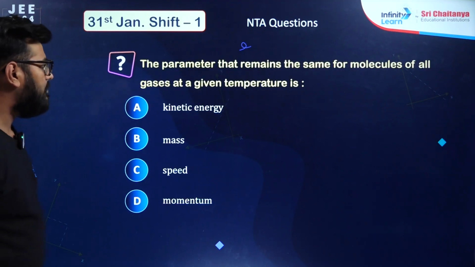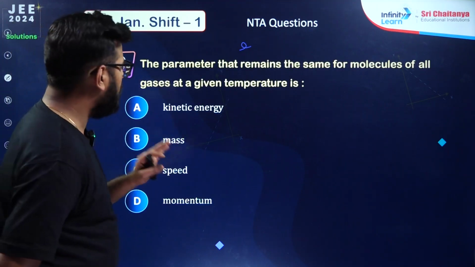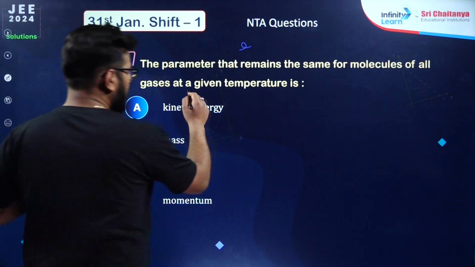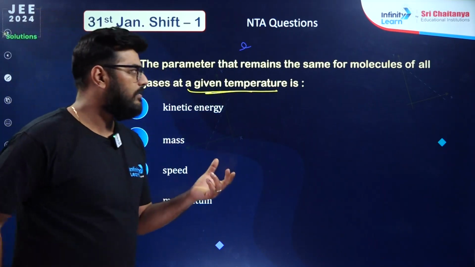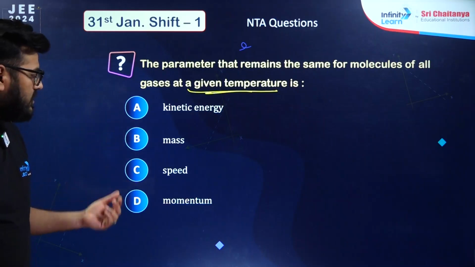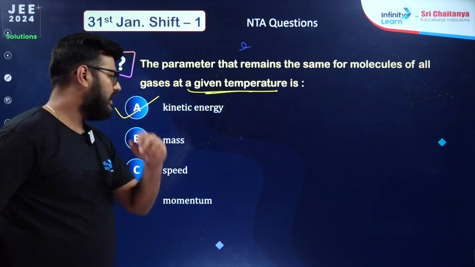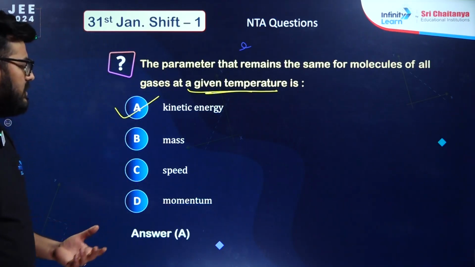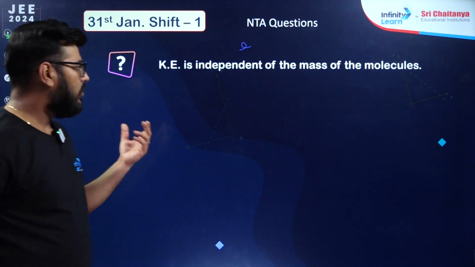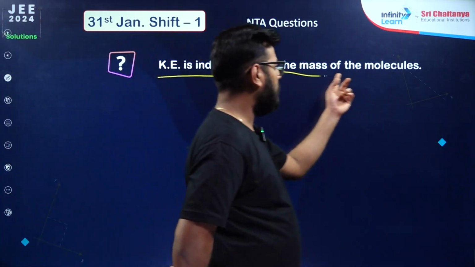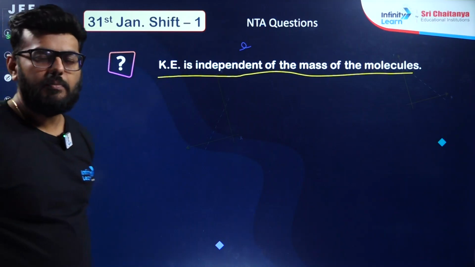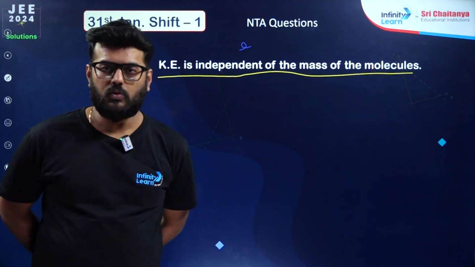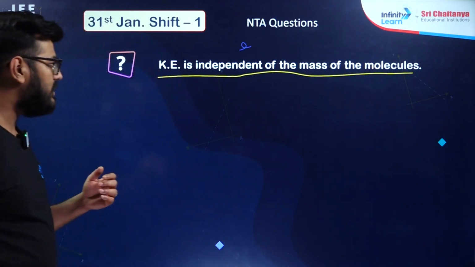Moving ahead for the next one, the parameter that remains same for molecules of all gases at a given temperature. So at a given temperature, the temperature is constant. What is the parameter that remains same for all of them? Is it mass, speed, momentum? The correct answer over here is kinetic energy. Kinetic energy is a concept which remains same for all of them. Kinetic energy is independent of the mass of the molecules, so based on the quantity of the molecules, it is independent.